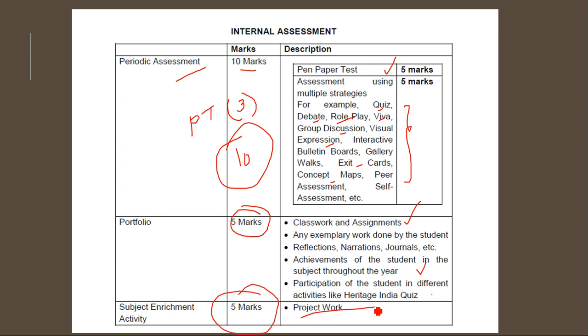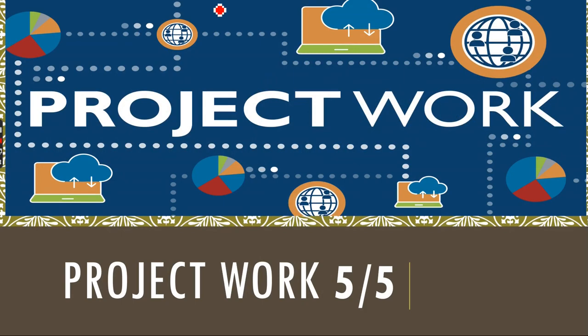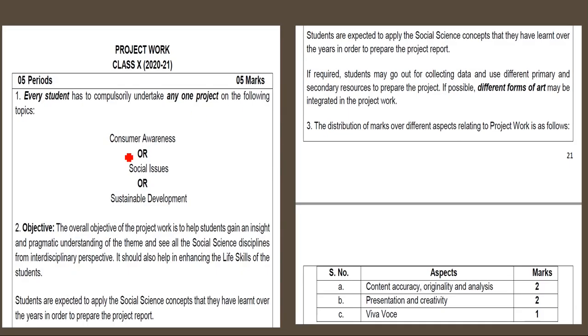Remember, last year you did disaster management as the project. Now this year, what is the project? Every student has to compulsorily undertake any one project on the following topics. You can make a project on consumer awareness, any social issue, or sustainable development. Whichever topic you take, the steps are the same. You have to compile the data, write in your own handwriting, and do data analysis.